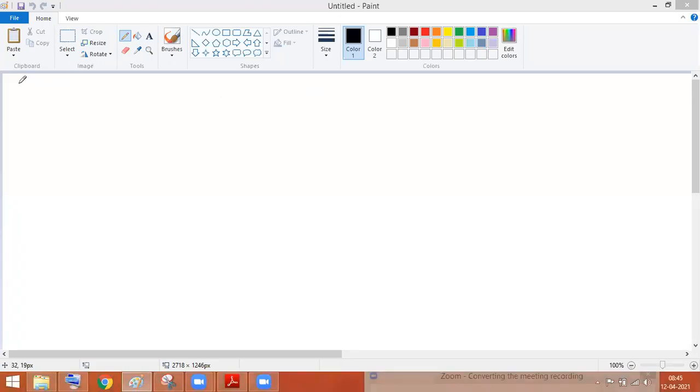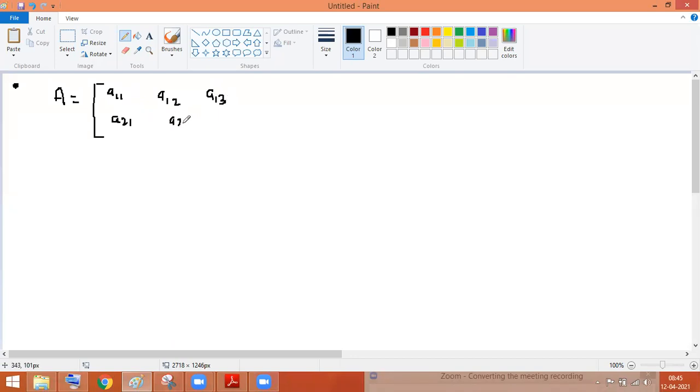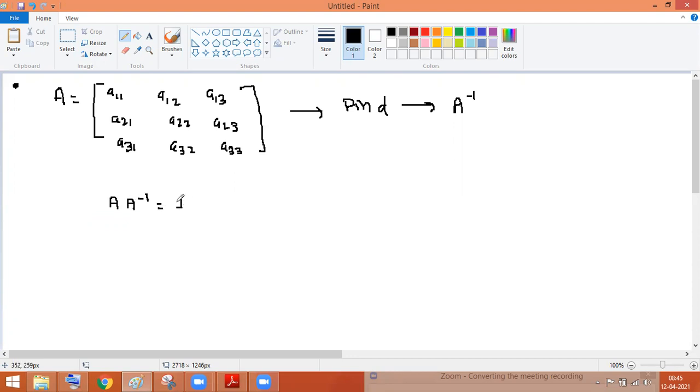Let us start to find the inverse of a 3 by 3 matrix. Suppose you have a 3 by 3 matrix A as A11, A12, A13, A21, A22, A23, A31, A32, and A33, and you have to find A inverse. We know that A into A inverse is basically equal to the identity matrix.